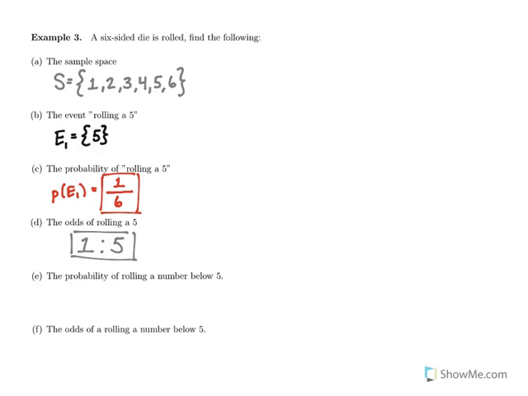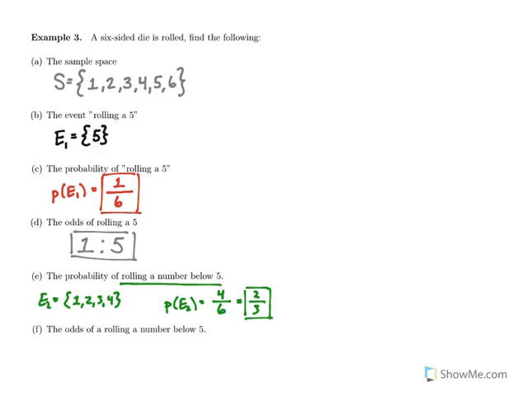The probability of rolling a number below 5, let's look at that event. We'll call that E2. That's the set 1, 2, 3, 4. That's the numbers below 5. And the probability of that event will be the number of ways it can occur over the total number of possibilities. And we can reduce that to 2/3, 4/6.